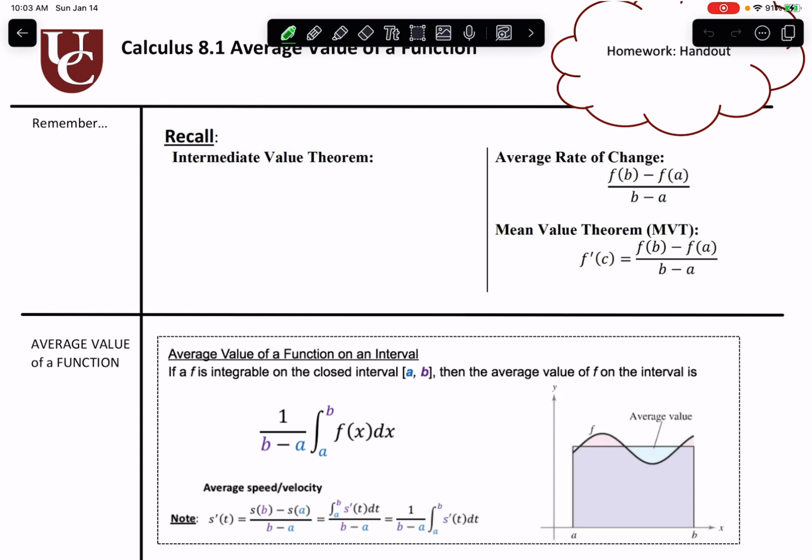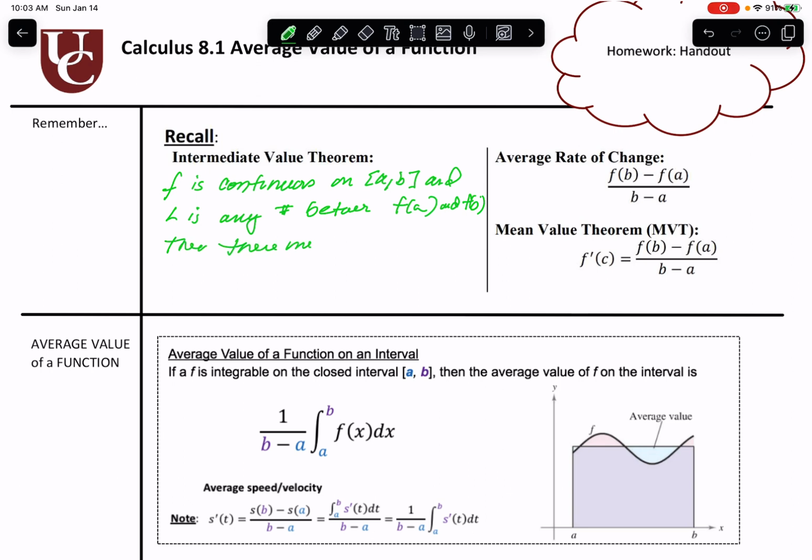First, let's talk about the intermediate value theorem. The intermediate value theorem says that if f is continuous on a closed interval [a, b], and L is any number between f(a) and f(b), then there must be an x value, c, where a is less than c is less than b, such that f(c) equals L. So that was the intermediate value theorem.